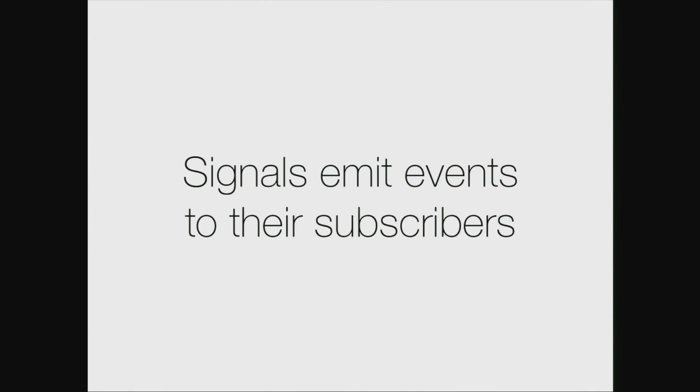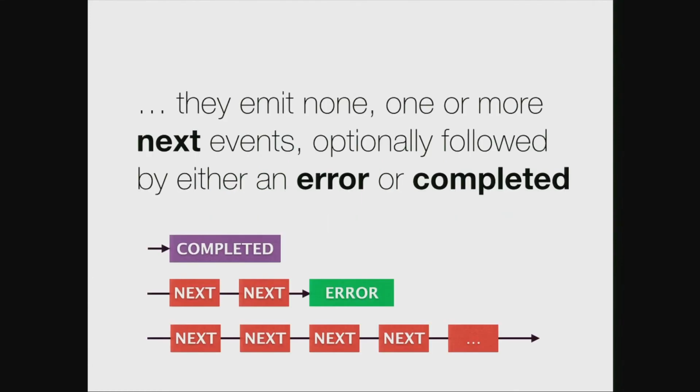So I mentioned the word signals. You're probably thinking, okay, so what's a signal? A signal is an emitter of events, and these events can then be transferred to subscribers. So every signal can have multiple subscribers. In the previous example, you just saw a single subscriber, but you can have multiple subscribers. And there's a very simple set of rules that these events conform to. The signal can emit none, one, or more next events. It is then terminated either by an error or a completed event.